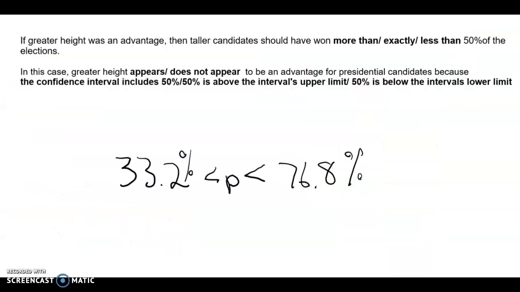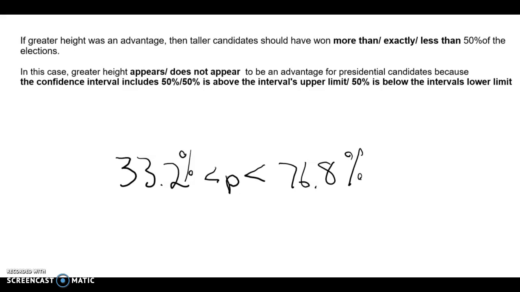Now that we've found the confidence interval, a big part of our job in this course is to analyze the results. What does this confidence interval mean? Now, we were in the original question asked to compare with 50%. Why are we comparing with 50%? Because if height is an advantage, then you would expect that the taller person would win more than half of the time, or more than 50% of the time.